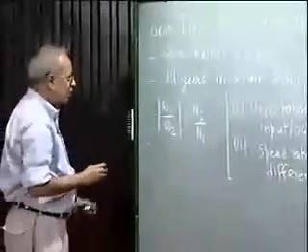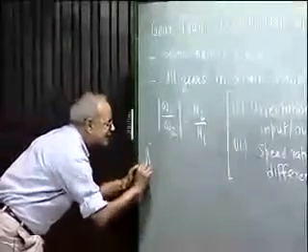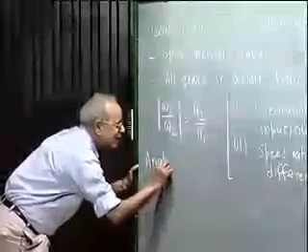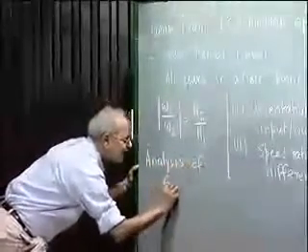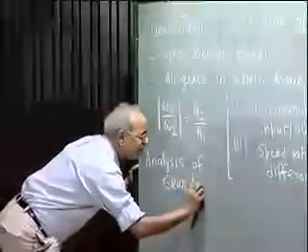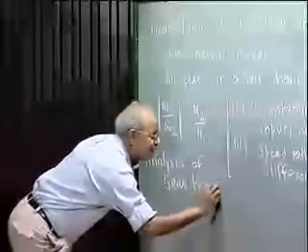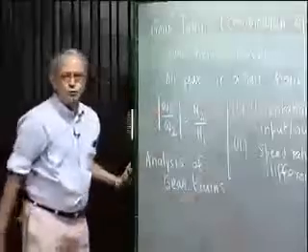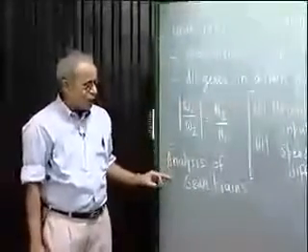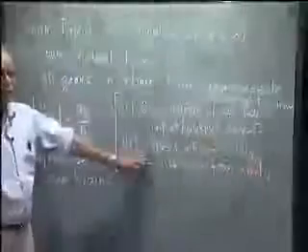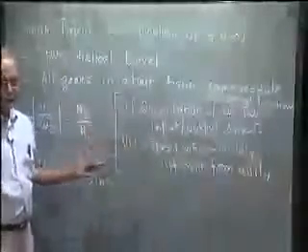In this lecture we will do this analysis of gear trains. That means if a gear train is given, and the number of teeth on the gears are specified, we should be able to find out what is the speed ratio between the output and input shaft.